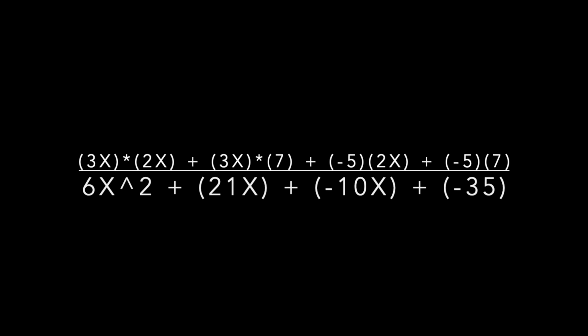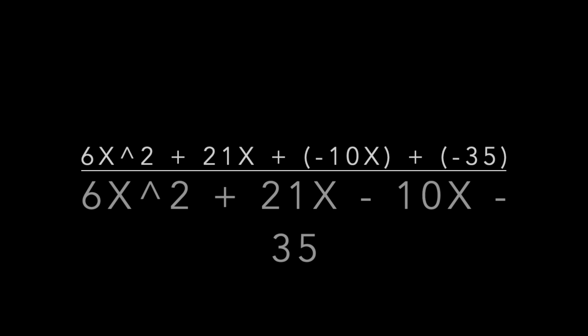3x times 2x is 6x to the second power. 3x times 7 is 21x. Negative 5 times 2x is negative 10x. And negative 5 times 7 is negative 35. Next, I say that plus a negative is the same as subtraction. So 6x to the second power plus 21x minus 10x minus 35.